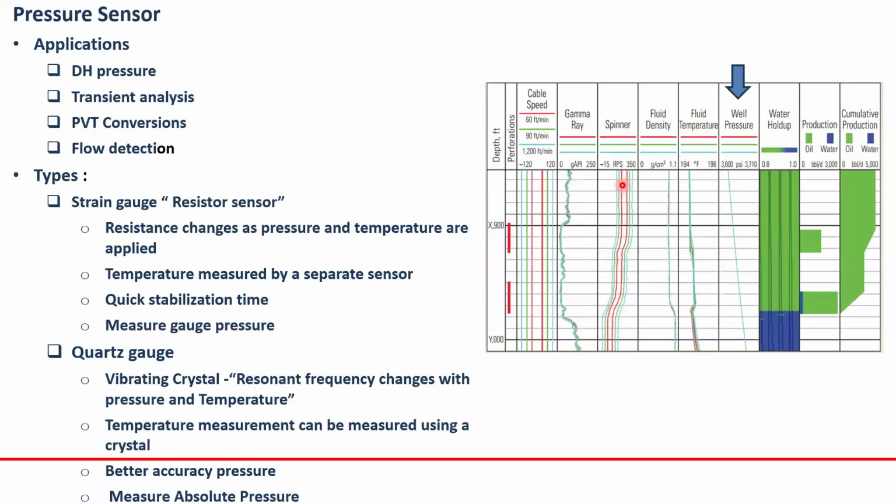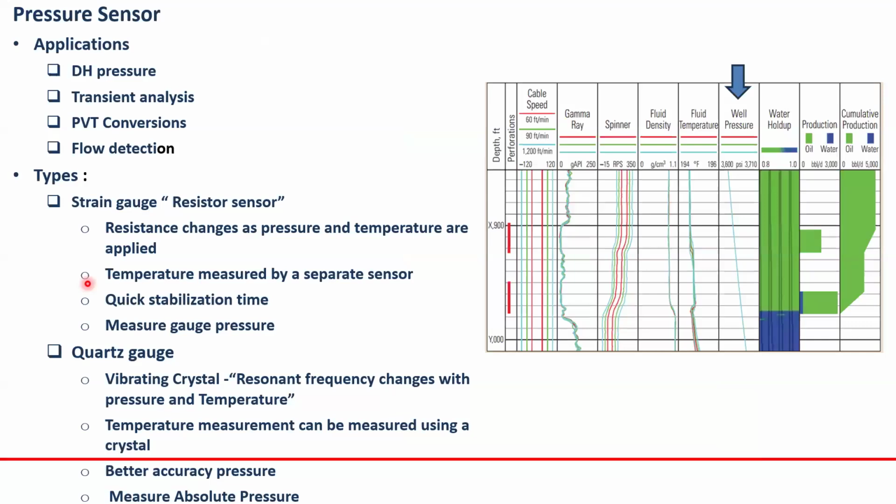Pressure sensors. The pressure is also measured in the borehole. Okay, it measures the fluid pressure in the borehole, so it gives me the downhole pressure. Okay, applications: transient analysis, PVT conversions, flow detection. Okay, the types: there are two types of pressure gauge in the PLT, strain gauge and quartz gauge.